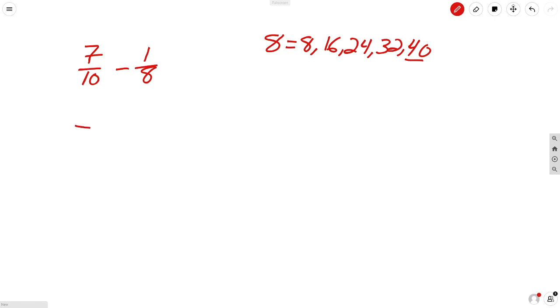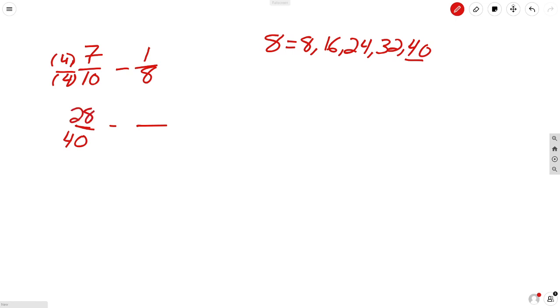But now how do I make those denominators? How do I make 10 40? Well, I know I have to multiply it by 4. I have to multiply 10 by 4 in order to make it 40. Whatever I do to the bottom of a fraction, I also have to do to the top of the fraction to keep the fraction equivalent. So 4 times 10 we know is 40, and 4 times 7 is 28.